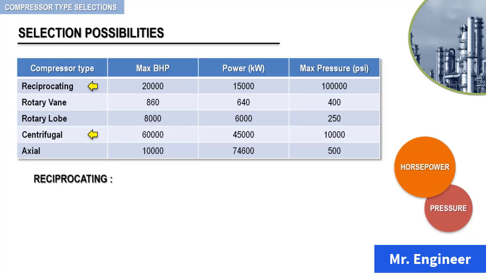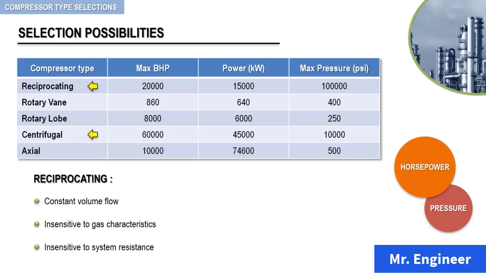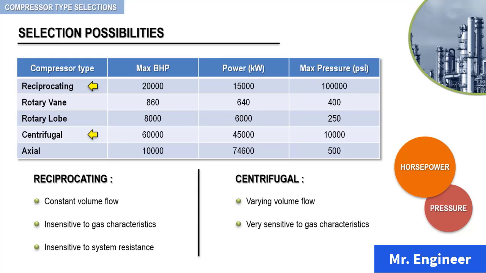Reciprocating compressors, as we have seen in a previous video, deliver a constant volume flow and are insensitive to gas characteristics and system resistance changes. On the other hand, centrifugal compressors deliver a varying volume flow. Actually, the fundamental characteristic of these machines is decreasing discharge pressure with increasing flow. These compressors are highly sensitive to gas characteristics and to system resistance.